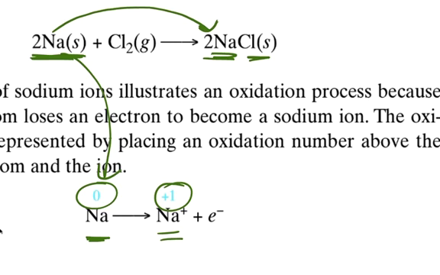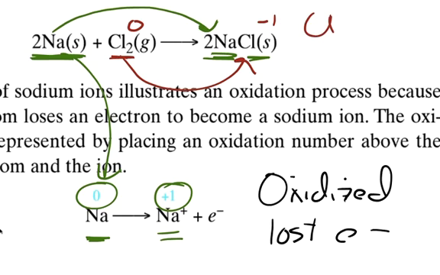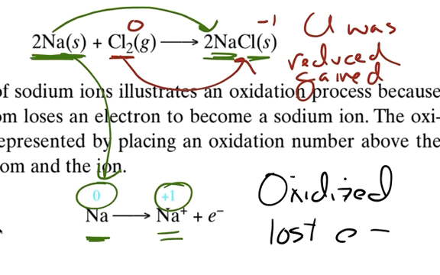And so in that, remember, if it got more positive, then we can say that our sodium was oxidized. Oxidized when it gets more positive, and it lost an electron. Now, in the second part of this, we have to see where that electron went. And you can probably guess that, notice chlorine here is by itself, so it has an oxidation state of 0. Here it is bonded to the sodium, so it has a -1. So notice it got more negative, so it gained electrons. So my chlorine was, or is, reduced. So chlorine was reduced, and it gained the electrons.